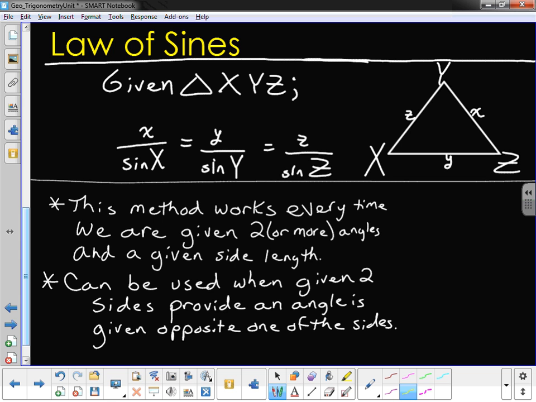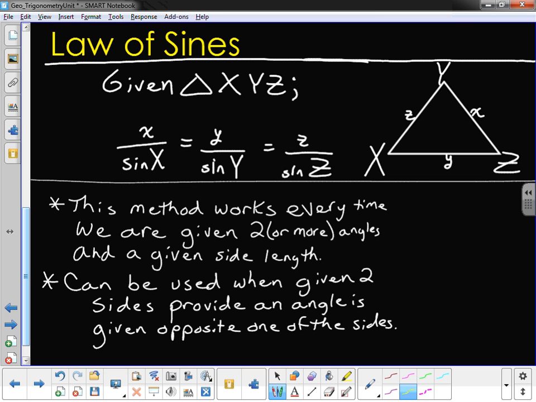Every single time, those ratios are going to be equal. So if I take that side length and I put it over the sine of its opposite angle, that ratio will be the same for every one of these, which is really cool. Because now if we think about it, if side x is the smallest side, angle X has to be the smallest angle. That works out all the way through.